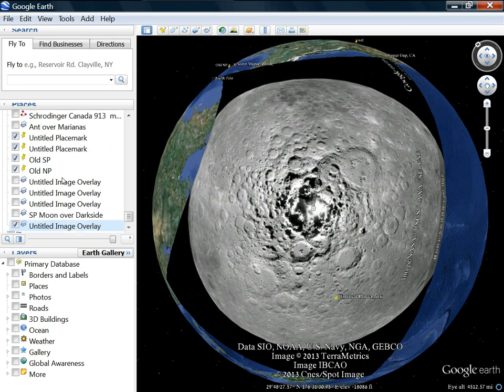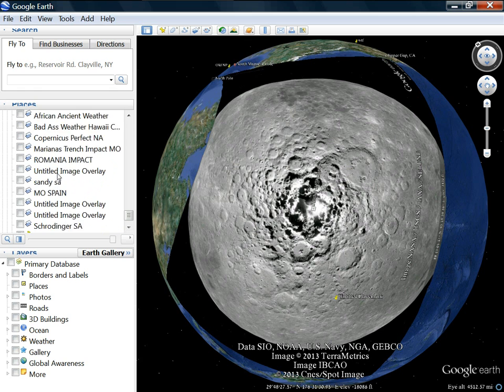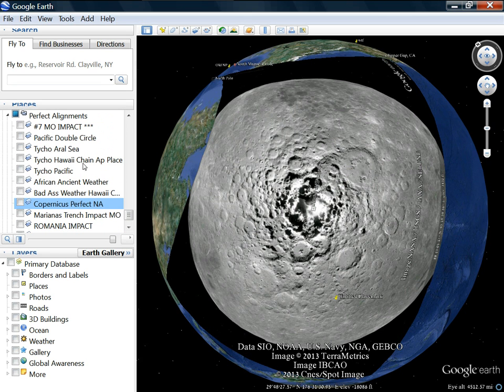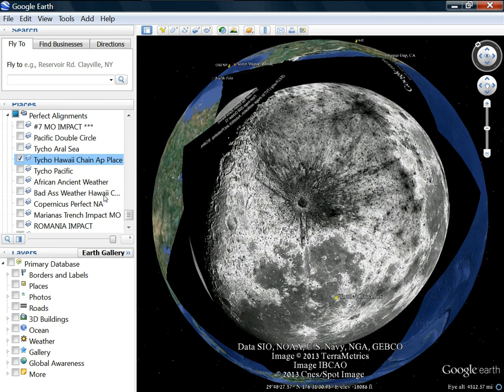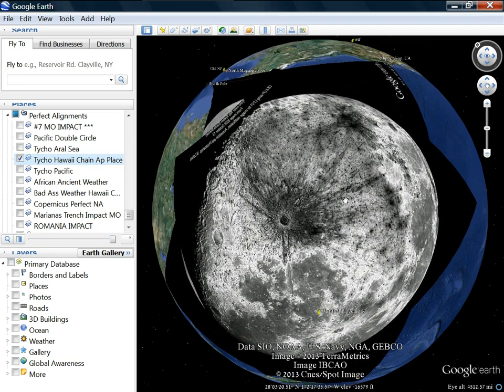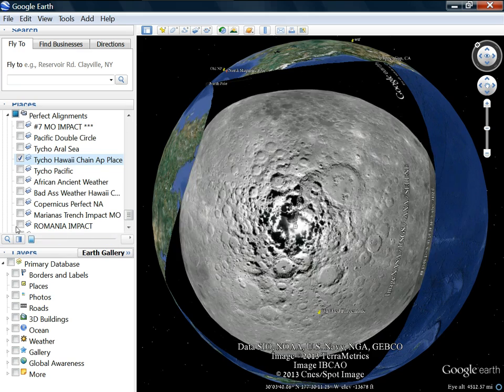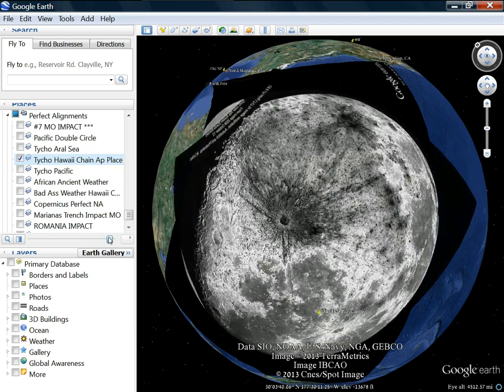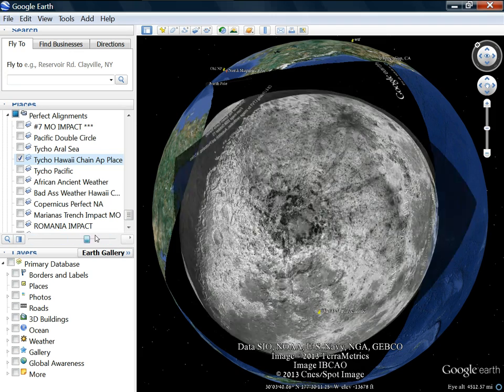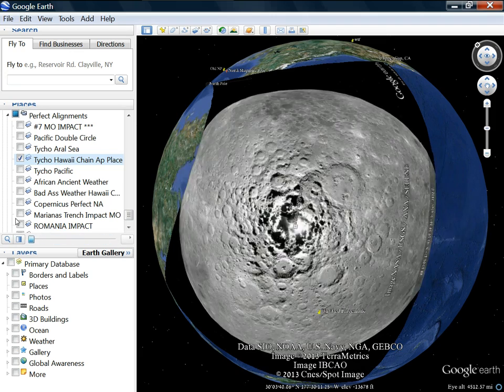Now I'm going to try and bring up something else. Let's see, Tycho in the Hawaiian Island chain. And you can see like the outline of that big circle right there. See that right there? Watch. You can see that it shares a similar pattern, and this is Tycho hitting the same spot.